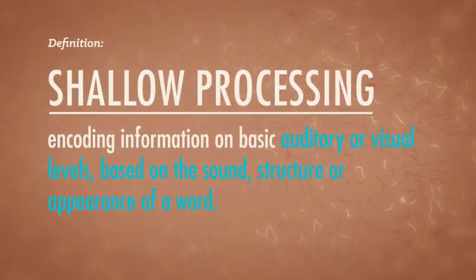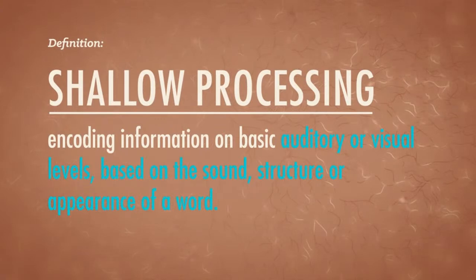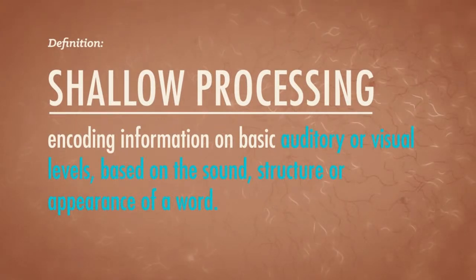Strategies like mnemonics and chunking can help you with explicit processes, but how well you retain your data can depend on how deep you dig through the different levels of processing. Shallow processing, for instance, lets you encode information on really basic auditory or visual levels based on the sound, structure, or appearance of a word. So if you're trying to commit the name Leonidas to your explicit memory using shallow processing, you might encode the word by recalling the cool font you saw it in.